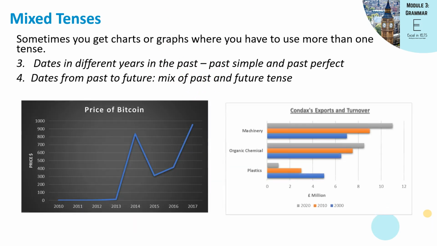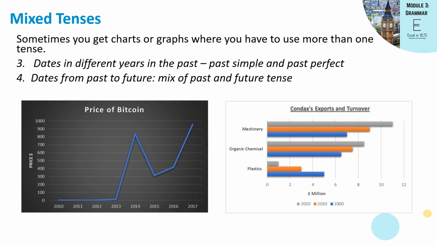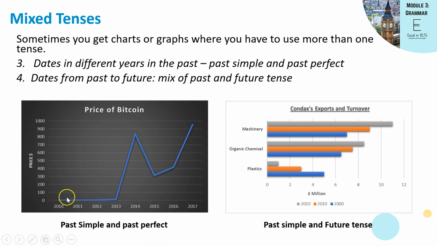Have a look at these new graphs. So take a pause here and then just think about what tense you would use for each one. So for Condax exports and turnover, you should have said past simple and future tense, because the dates are 2000, 2010 and 2020. So it's a mix of past and future. For the price of Bitcoin, it should be past simple and past perfect, because it starts in 2010 and goes all the way to 2017, and all of them are in the past.